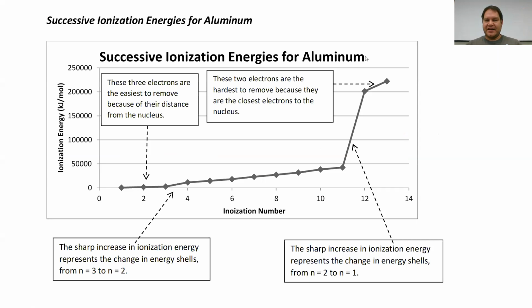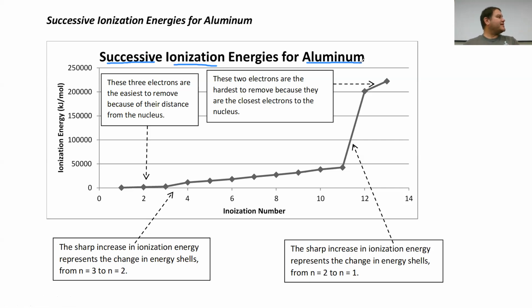So to do that, I have a graph here of aluminum, and it shows the successive ionizations for the aluminum atom. Now, aluminum has how many electrons total? Okay, how many electrons total?